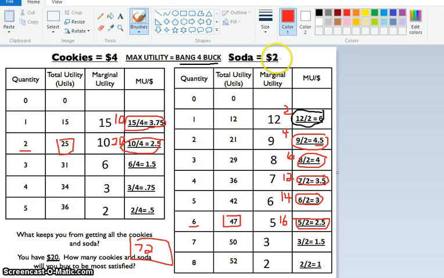Now, sometimes they also throw a trick at you and they'll say, all right, instead of sodas being $2, let's make them $1. And you got to be careful because that's going to change your marginal utility per dollar. You'd have to go back and recalculate these and then go through your process. What students will do is they'll forget to recalculate and they'll just add up the new prices using the old marginal utilities per dollar. So you got to make sure that you recalculate if they change the price of your soda or your cookie or whatever.